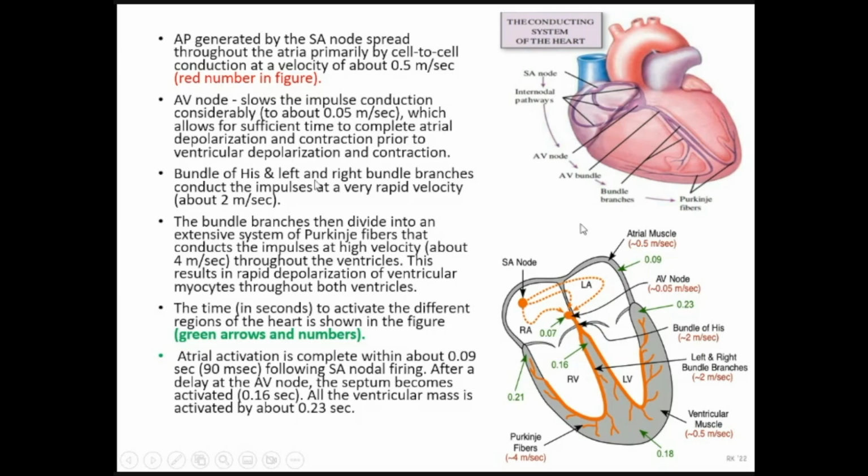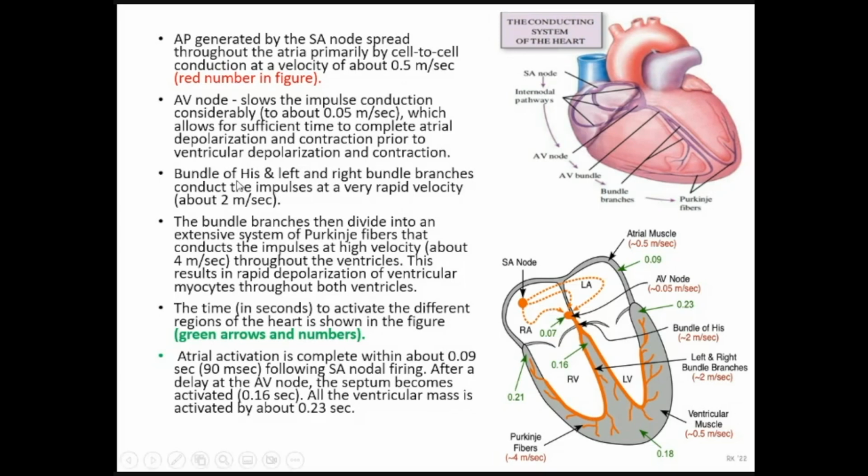Why? It allows sufficient time to complete atrial depolarization, because if the AV node immediately sent the impulse to the ventricle, the ventricle would start contracting before the atrial contraction is complete. We want the atrial systole to complete, so that the blood is completely ejected from the atria to the ventricle. That's why the AV node slows down the impulse, giving time for the atrial contraction to complete before ventricular depolarization occurs to initiate the contraction.